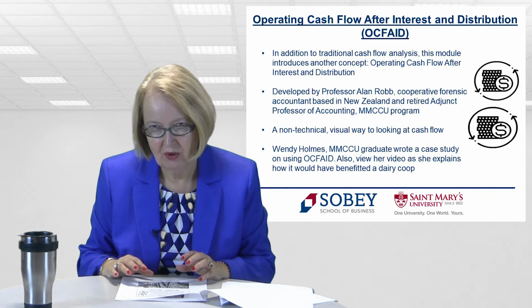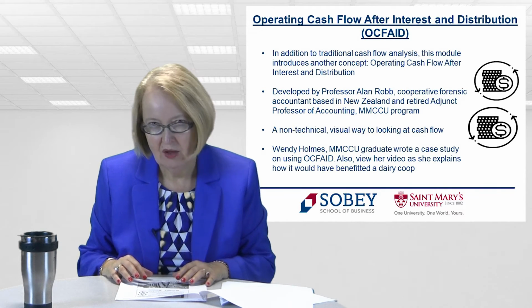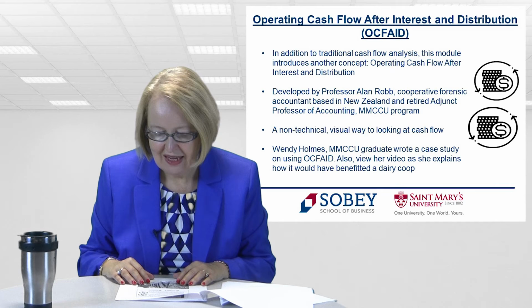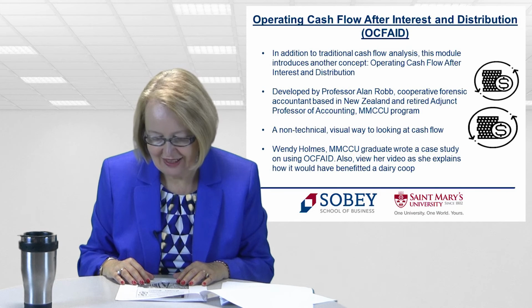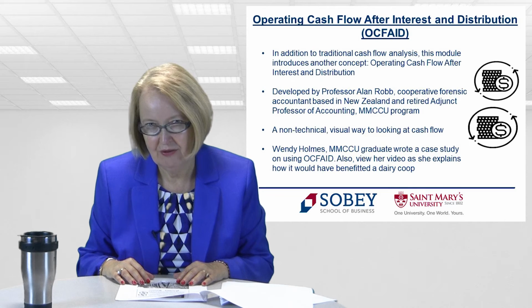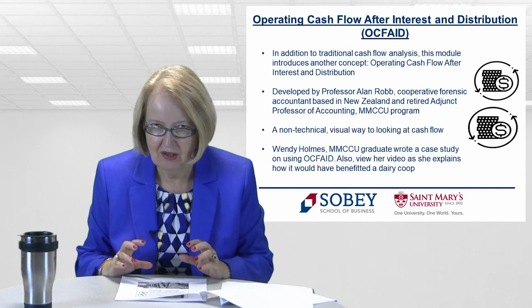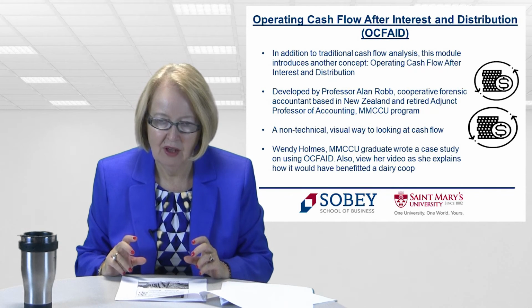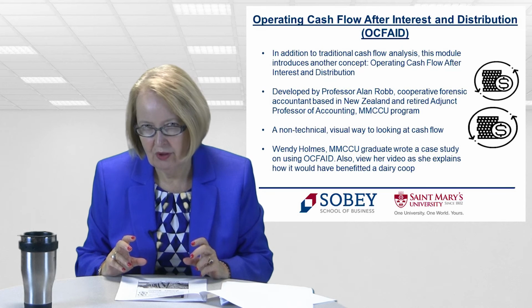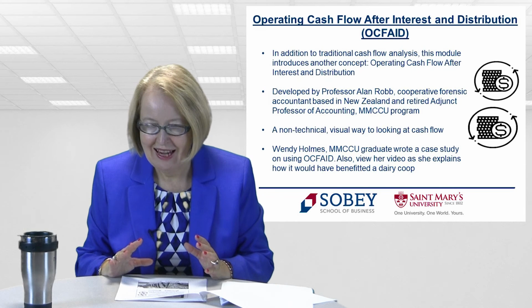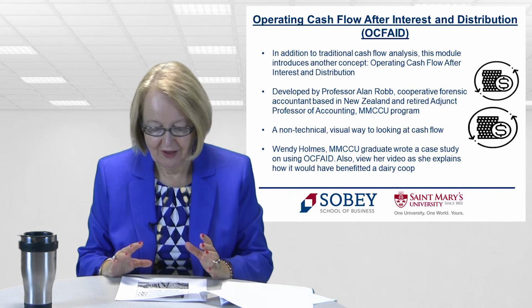And it's more of a visual explanation. So this methodology was developed by my predecessor who used to teach this course, Professor Alan Robb, and he's a cooperative forensic accountant in New Zealand, and he's been retired for a few years now, but before he retired, he actually developed this model, and it's a non-technical, as I say, visual way to look at cash flows. And this is important particularly if you're a small cooperative, or if you don't have a lot of people on your board who are accountants or who have business experience. It's a good way to show them the cash situation that your cooperative is facing.